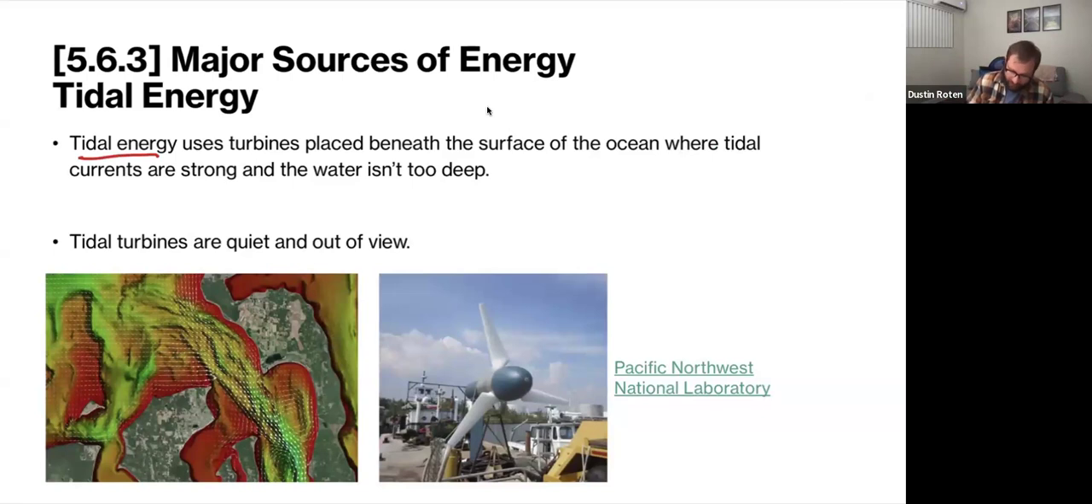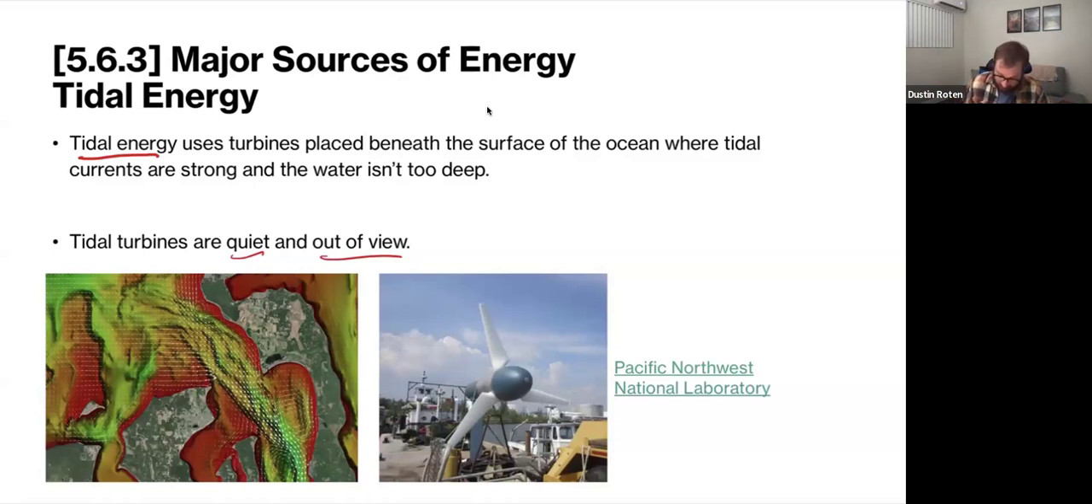The good thing with tidal turbines is they're quiet because they're underwater and out of view. When trying to put in wind farms, a lot of people complain about the looks of the wind farm, but you sort of get around that if you put in tidal turbines.